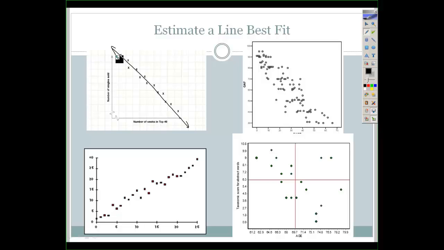Let's go to the top right hand corner. This one's got a lot of points. I can still draw a line of best fit though. There's a lot of points above, a lot of points below, about half and half. Then we're going to go over here to this guy in the bottom left hand corner and same idea. Just draw as straight as I can through there. And there's my line of best fit.